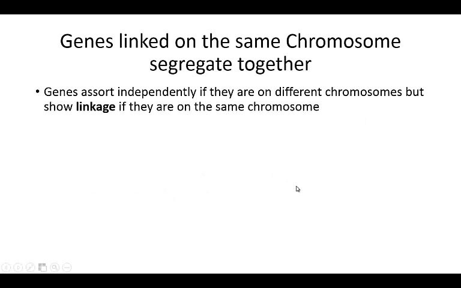So first of all, what we're mostly going to be talking about this week is when genes are found together on the same chromosome. And what we know from when we talked about meiosis is that if genes are on the same chromosome, they're likely to segregate or come together. If they're on different chromosomes, they can potentially assort independently, but if they're on the same chromosome, they have a high probability of traveling together.